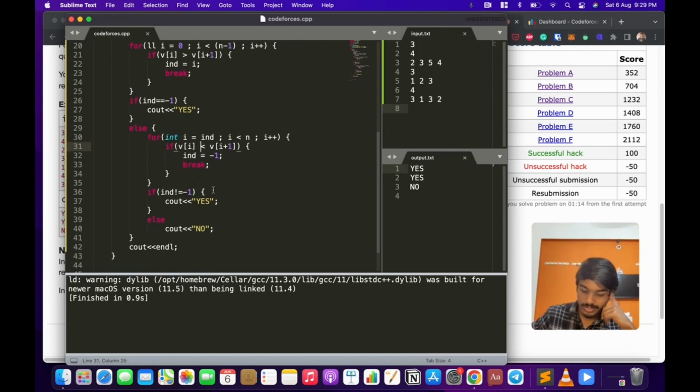That is 3, 3, 3, like that. It's okay. But anytime if it is greater than this, 5 4, then you come out, and if it is this and this, index equal to minus 1, no. This one you print yes. Save.